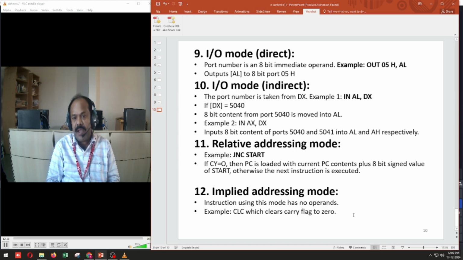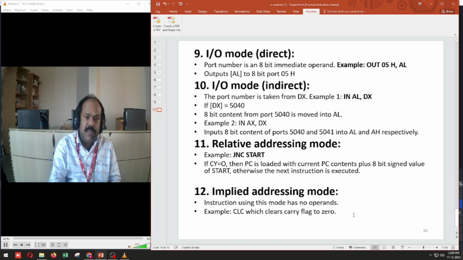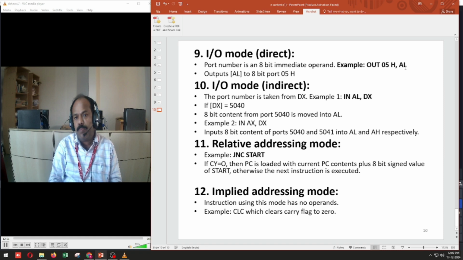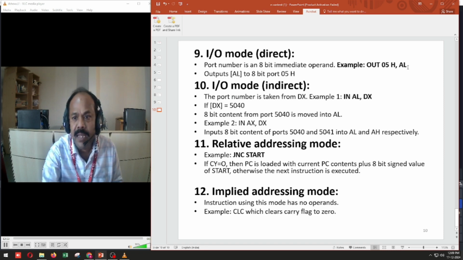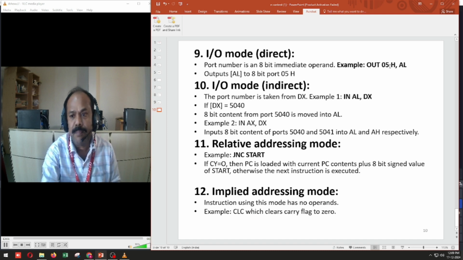And the ninth one is the IO mode, input output mode, which can be either direct mode or indirect mode. For example, look at this example: OUT 05, AL. That means you are sending data from the processor's AL, the accumulator register, which is an 8-bit register, to an output device whose address is mentioned directly in the instruction. That is why it is direct IO. The address is mentioned directly in the instruction, which is 05.